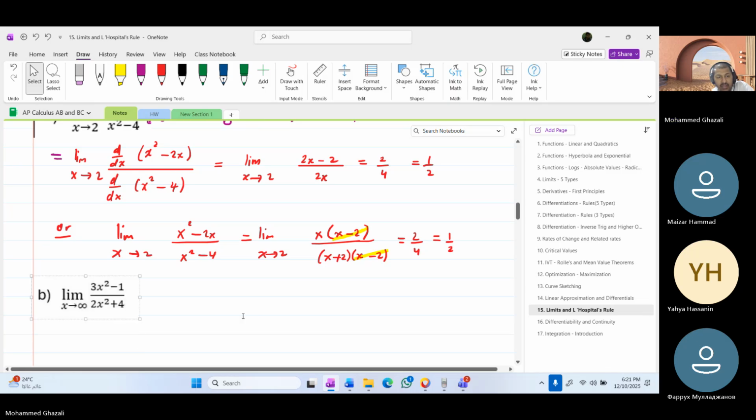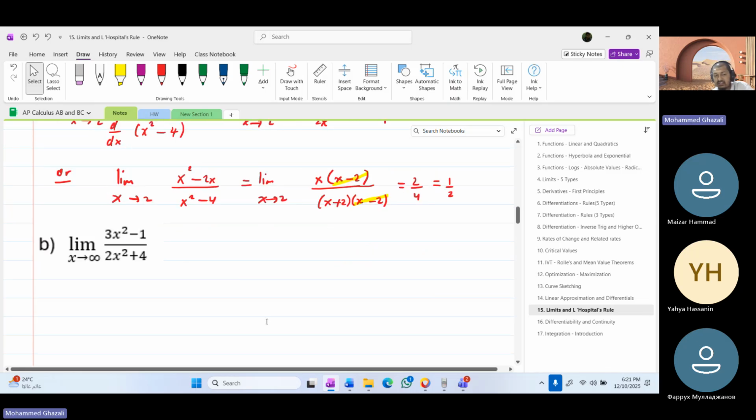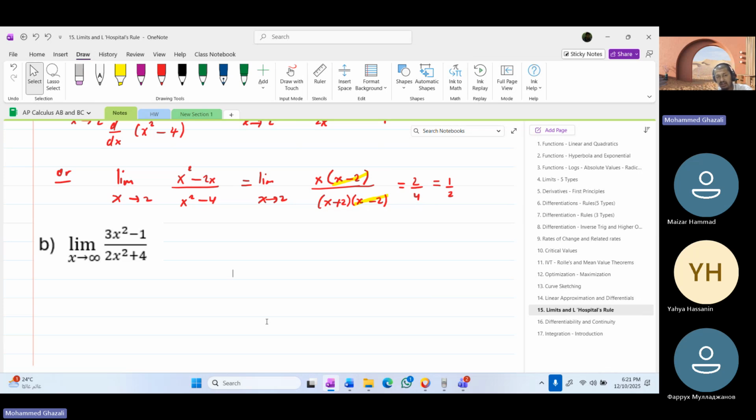Part B. If I substitute infinity inside here, you can clearly see the answer. Same degree at the bottom, same degree on the top. So the answer is 3 over 2. The answer is 3 over 2.